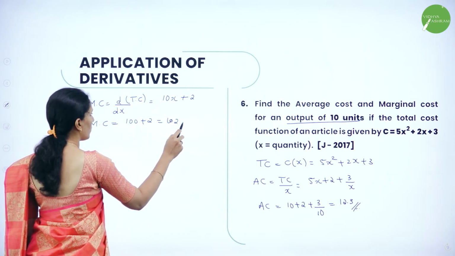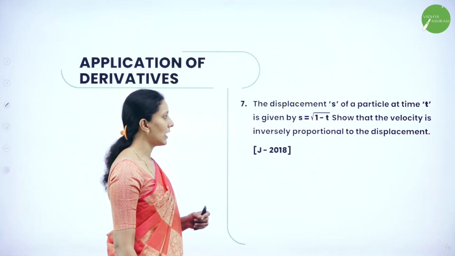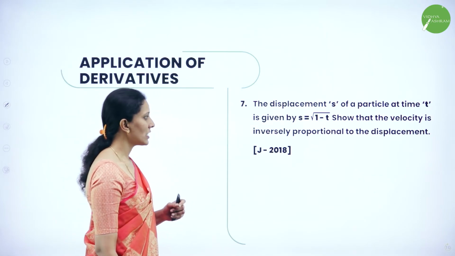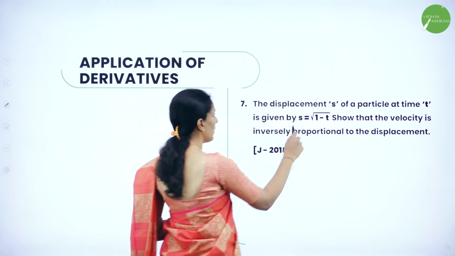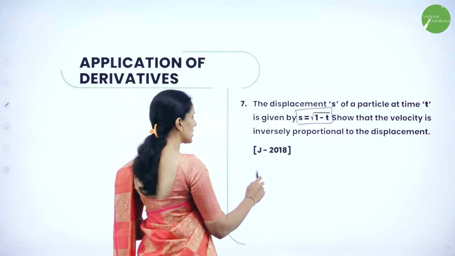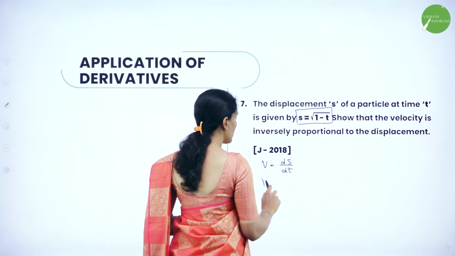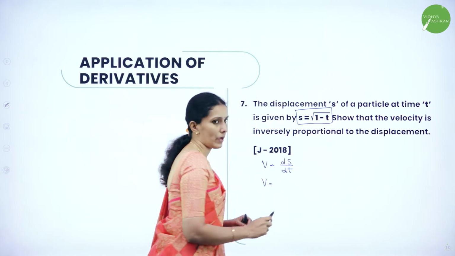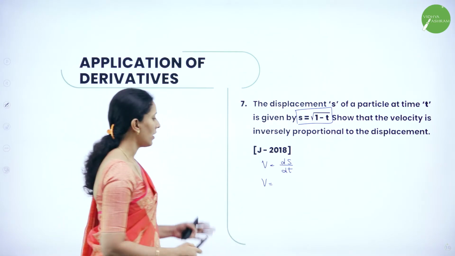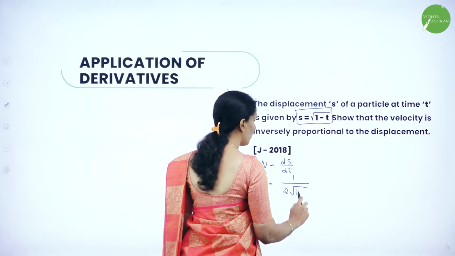Next one, the displacement s of a particle at time t is given by s is equal to root of 1 minus t. Show that the velocity is inversely proportional to the displacement. We have s is equal to root of 1 minus t. To find the velocity, it is nothing but derivative of s, that is ds by dt. So velocity is nothing but derivative of root of 1 minus t. Anything in the form of root x is nothing but 1 by 2 root x. So therefore, here the derivative becomes 1 divided by 2 root of 1 minus t.